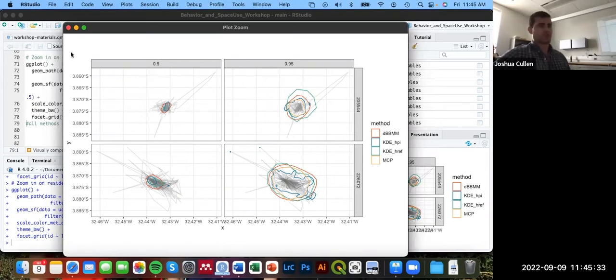So this just shows that there is a lot of nuance that goes into exploring these methods for different data sets. Based on what I've said so far, you might expect the dynamic Brownian bridge movement model to provide the best estimates in all the scenarios we've covered. That's not always the case. But across all individuals, including these, it may provide better estimates compared to things such as the kernel density estimation with reference bandwidth or minimum convex polygon.